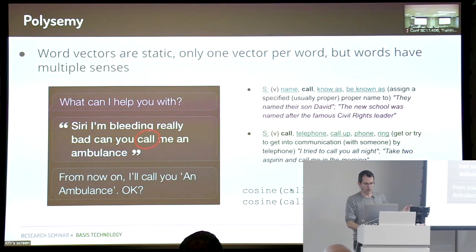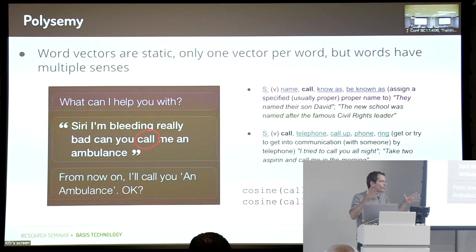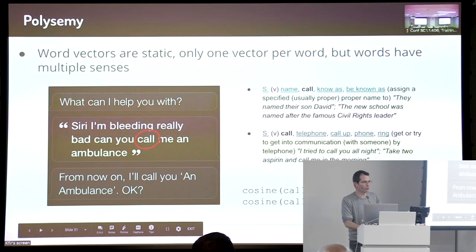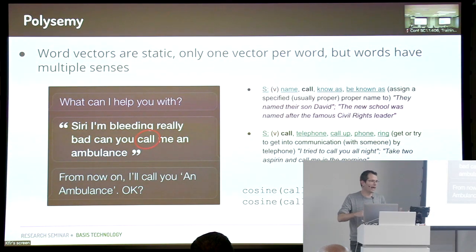And so I took the vector of call, and I calculated the cosine similarity of call and the vector of the word name, if you want, representing this sense. And also the same thing with the word phone. And you see the results here, right? So it means that call has more of the first sense in it, if you like. Anyway, so we really want something else.